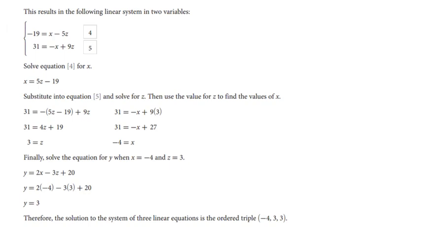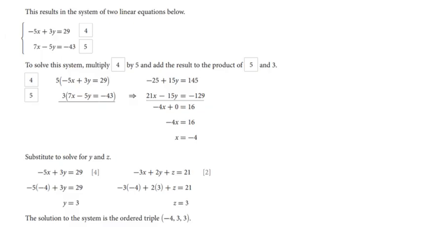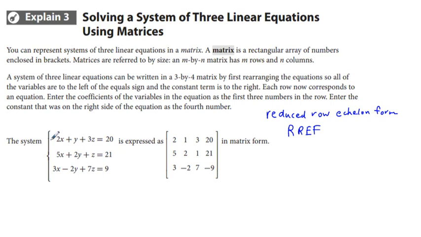A matrix is essentially an equation reduced to purely numbers, and then you manipulate the numbers to obtain our answer. I'm scrolling to the place where we do this. We have a system here on the left: 2x plus y plus 3z equals 20, which we can rewrite as 2, 1, 3, and 20. Then 5x plus 2y plus z equals 21 is written as 5, 2, 1, 21. And 3x minus 2y plus 7z equals 9 is written as, I actually got this one wrong, that should be plus 9. Anyway, 3, negative 2, 7, and 9.